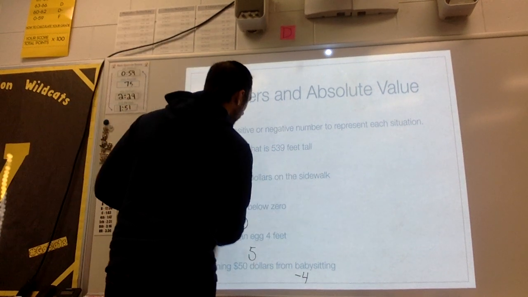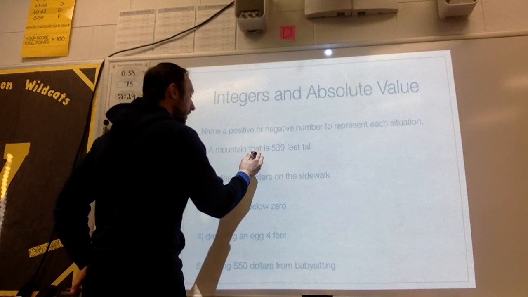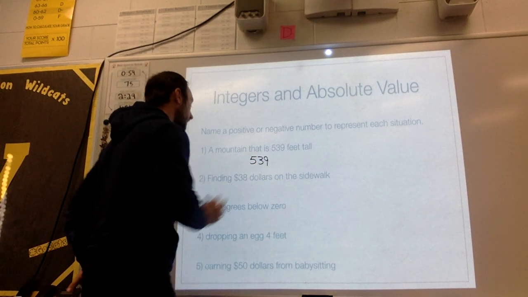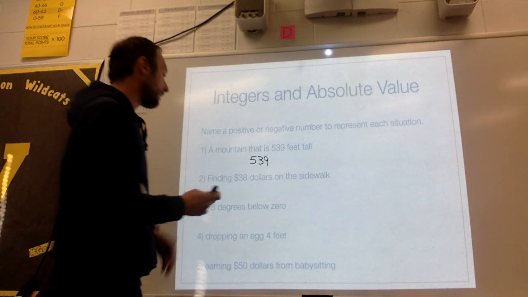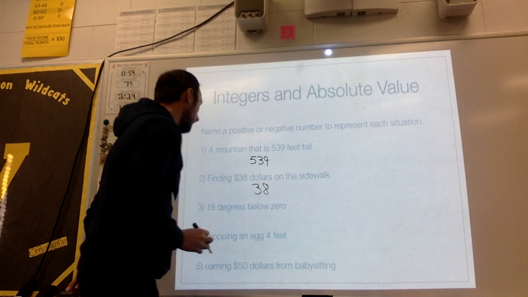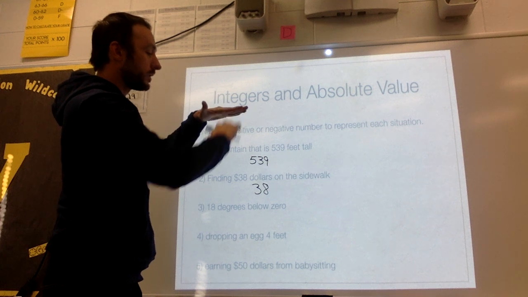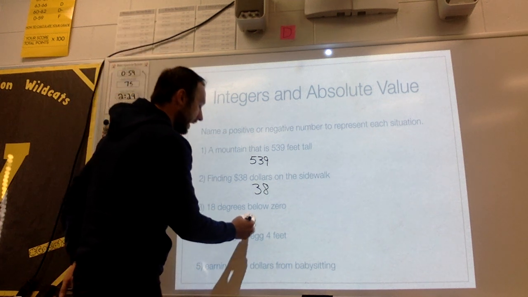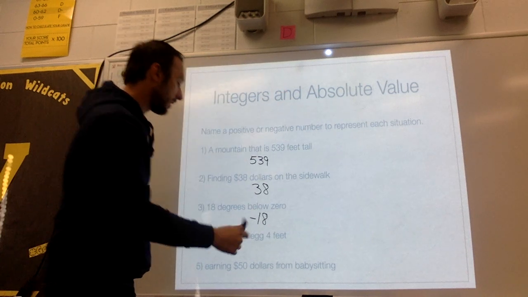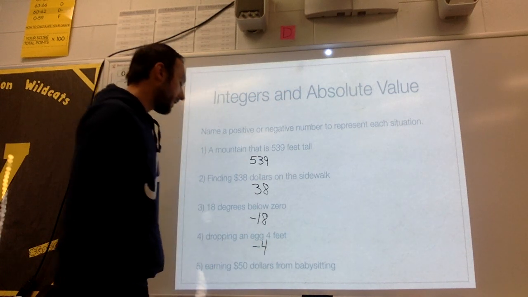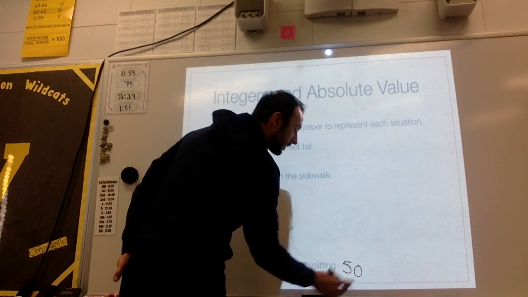Let's do a few more. What happens if you have a mountain that is 539 feet tall? That'd be a positive 539. What if you find $38 on the sidewalk? That's yours. You're gaining that money. That's a positive 38. If it's 18 degrees below zero, thinking about a thermometer, and you go down to the negatives, that'd be -18. Dropping an egg 4 feet, if it's going down, that'd be a -4. And if you earn $50 from babysitting, you're gaining $50, so that is a positive 50.